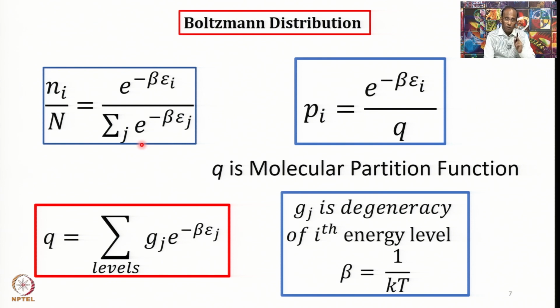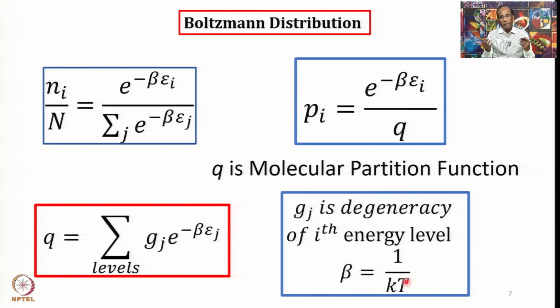That is where we recognized that this denominator is equal to the molecular partition function. We also included the degeneracy term over here. So, the molecular partition function's definition was introduced at that time, summation over all the levels gj exponential minus beta ej, and later on we showed that this beta is equal to 1 over kT.